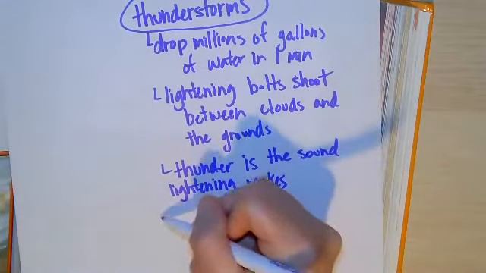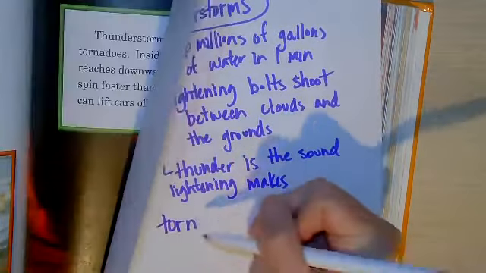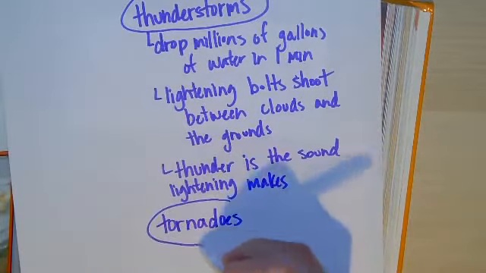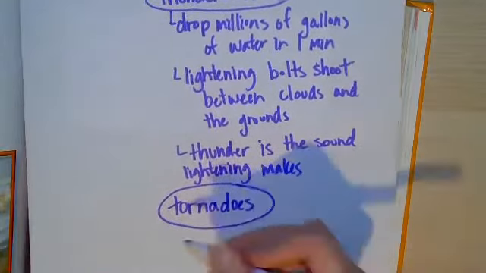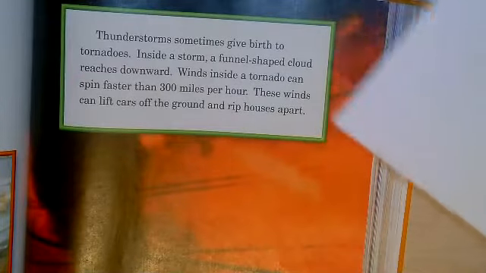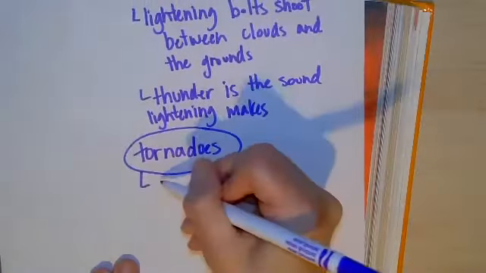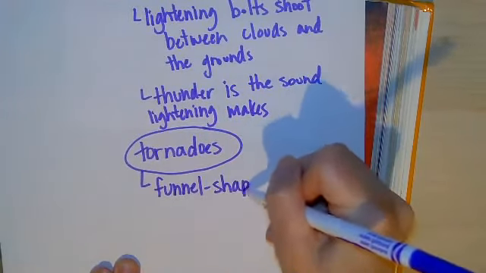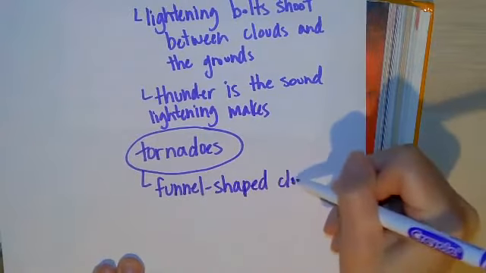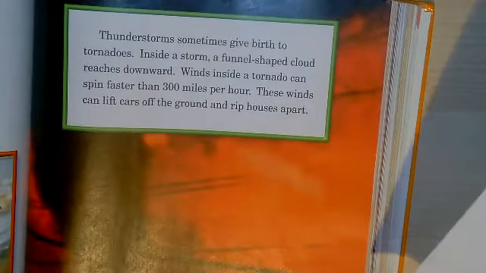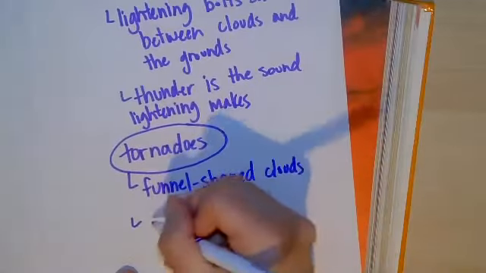Okay, so we were talking about thunderstorms, and now we're talking about tornadoes. So another main idea in this story is that another superstorm can be a tornado. And then we could find a couple of details about the tornadoes. It tells us that tornadoes are funnel-shaped clouds. So that's a detail about a tornado, that it's funnel-shaped. We could also say that tornadoes have winds that spin faster than 300 miles an hour.